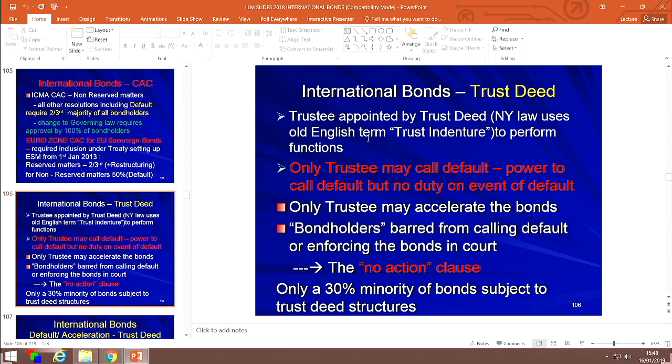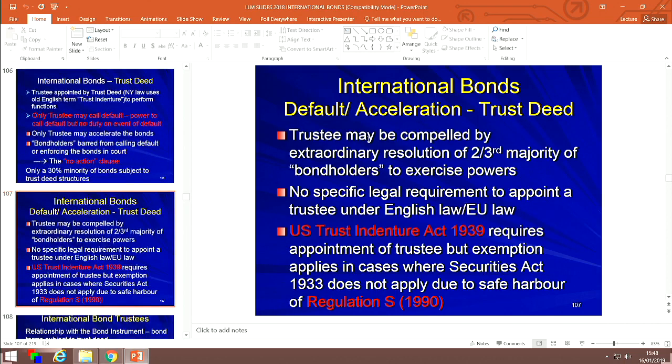And that's important to remember, that this is why the structural separation between a trust deed structure on the one side and a CAC structure on the other. Like I said, it's a minority of bonds which are subject to trust deed structures, roughly around 30%. But it is important to understand this, because then the next question that you've got to look at is, well, what if the trustee just doesn't do anything at all?